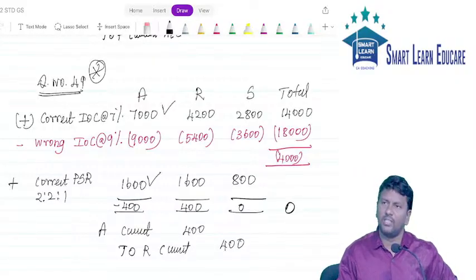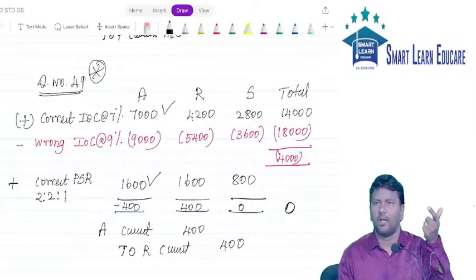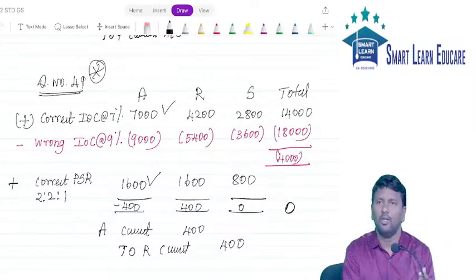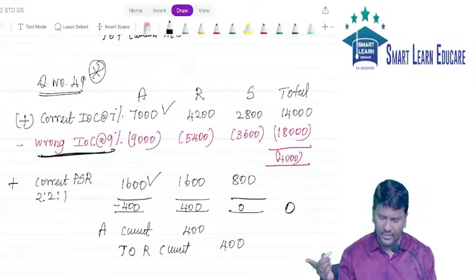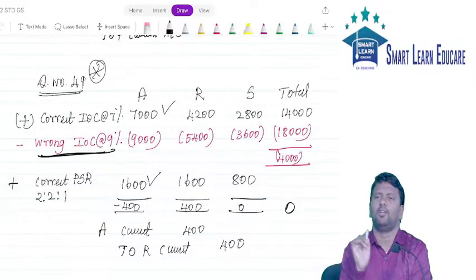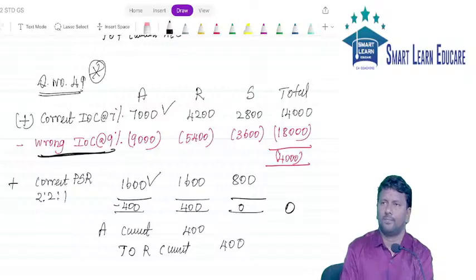Because in this question we have not only taken the computation table, we are also given two things. One is wrong interest on capital is deducted, and correct share of profit to be given. That's all.